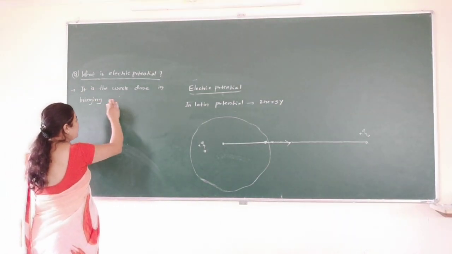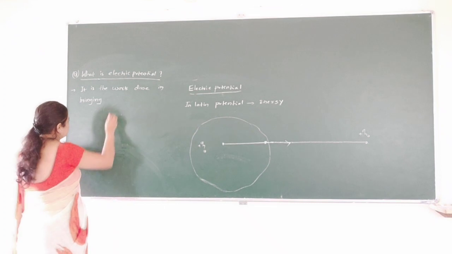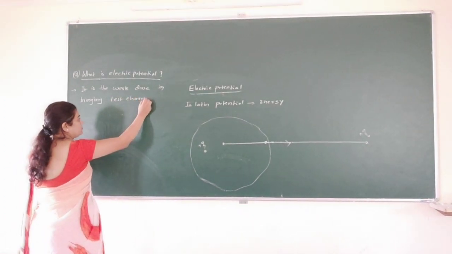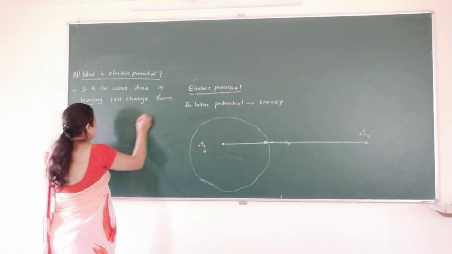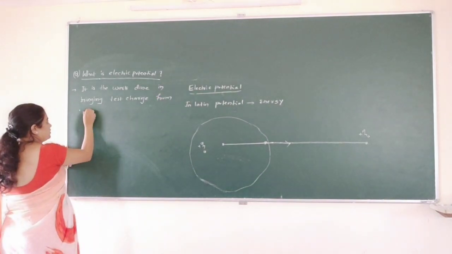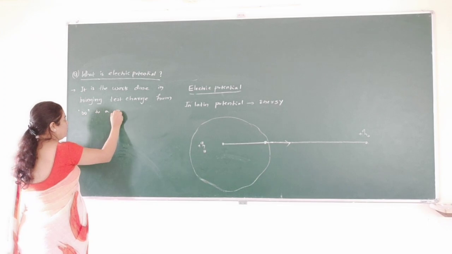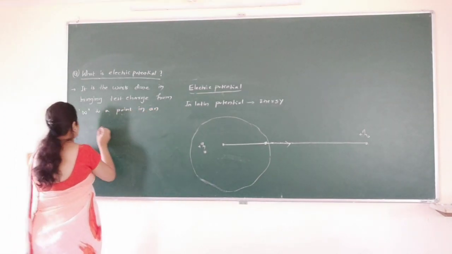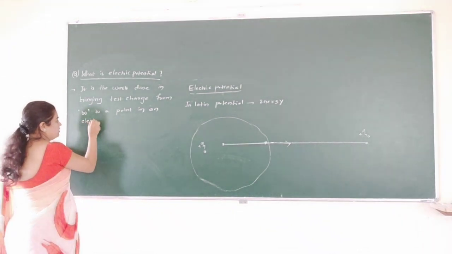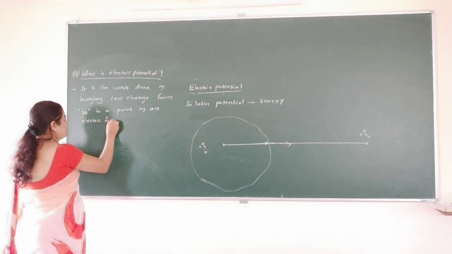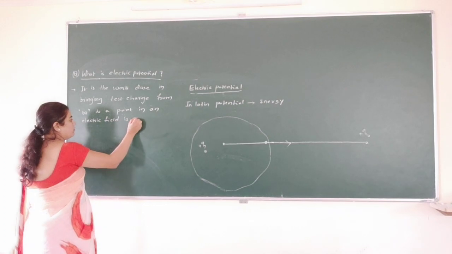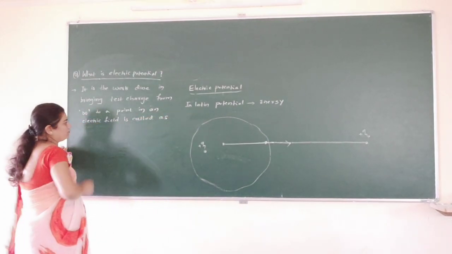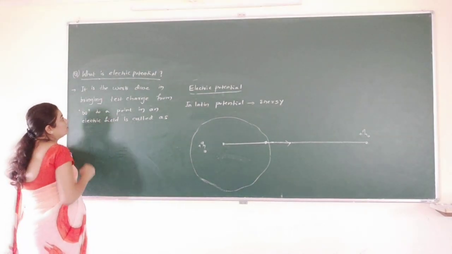If you find this very difficult, think of it as a test charge. In bringing a test charge from infinity to a point in an electric field, the work done is called electric potential.